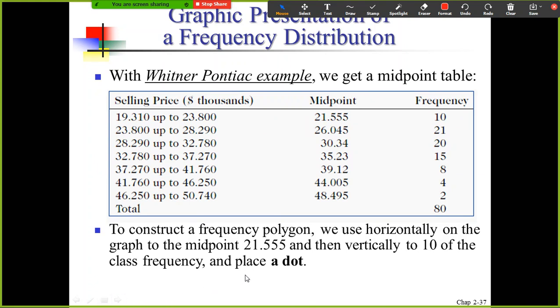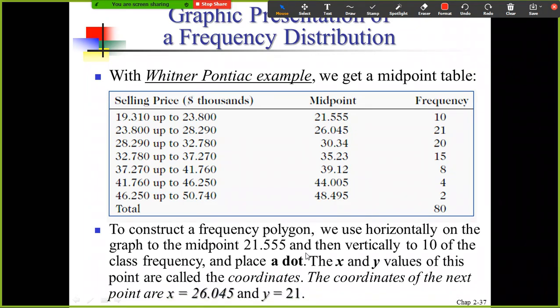Then place a dot. A dot means a point. The x and y values are this point. So on the graph, if you have one point, you need to have coordinate x and coordinate y. A dot here with x and y. The x value and y value of this point are called coordinates.